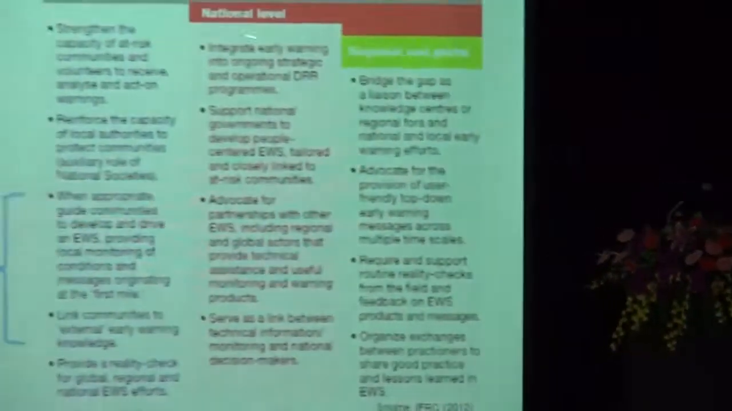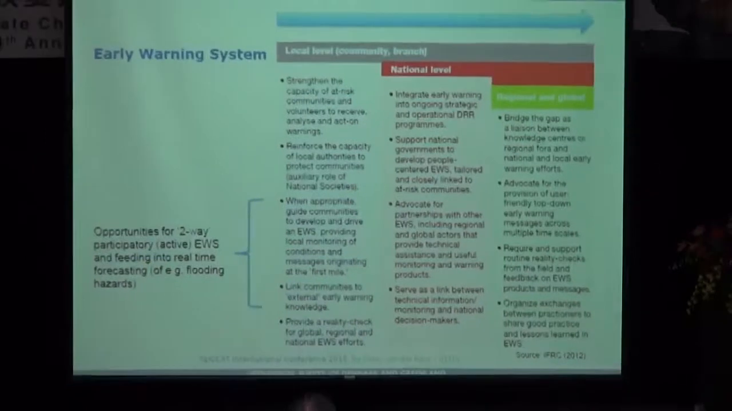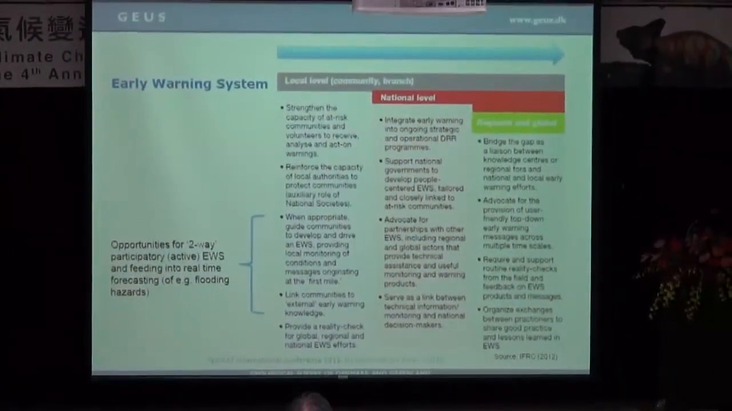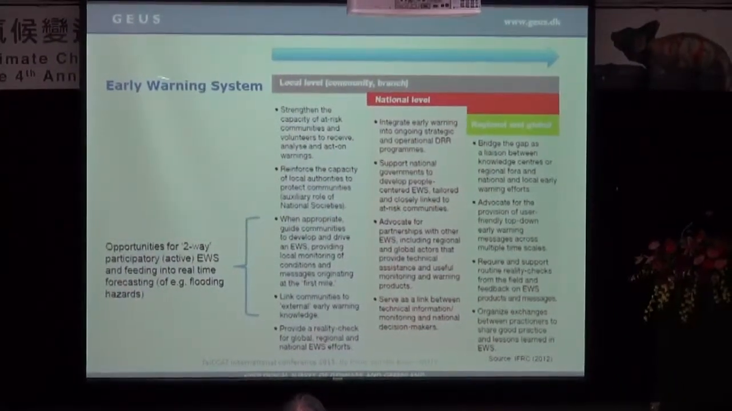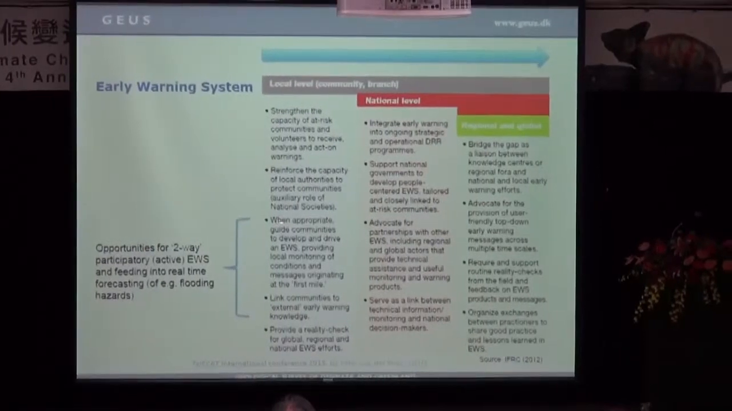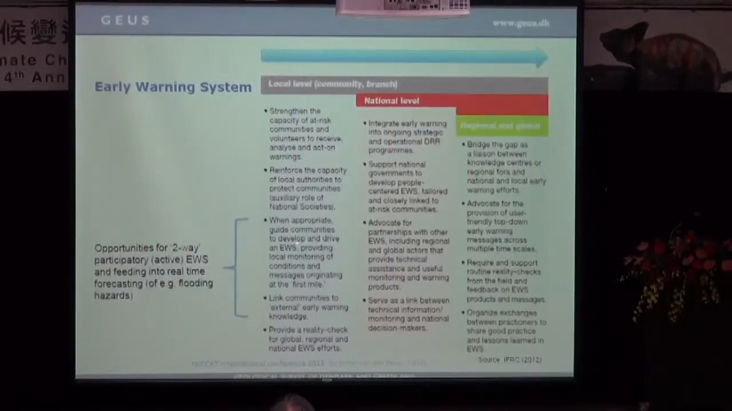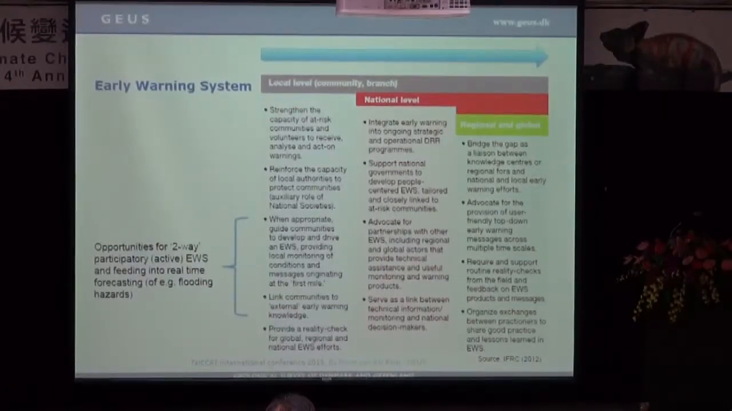Early warning systems can be on the local level, the national level and the regional level. What I want to focus on here is the local level. In this part, you may say there is an opportunity for a two-way participatory early warning system, and that is something we experiment with.